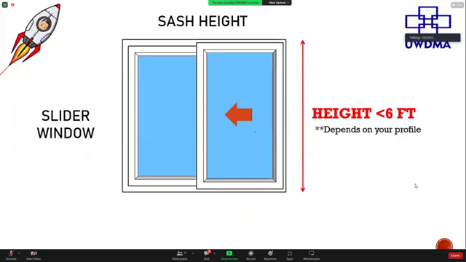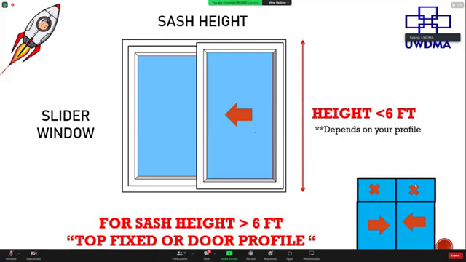For a sash height, for a window, right now here we're talking about. So for sash height, we'll go for 6 feet. It should be lesser than 6 feet in case of sliding windows. Otherwise, you can always ask your system provider. But we prefer it 6 feet or lesser, or maximum 6.5 feet, for a sliding window.